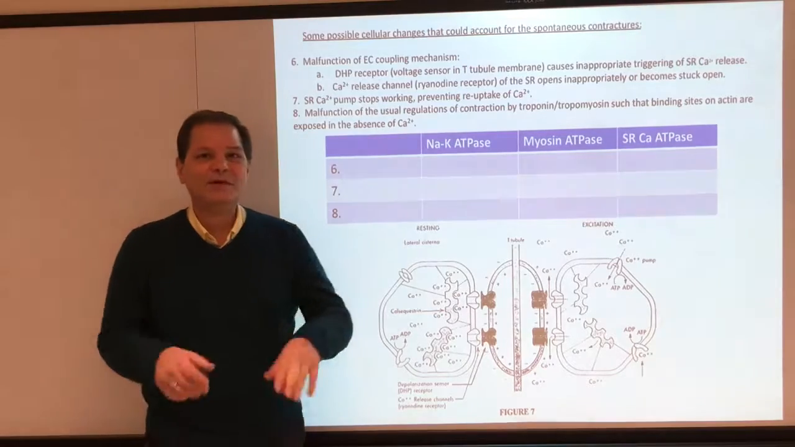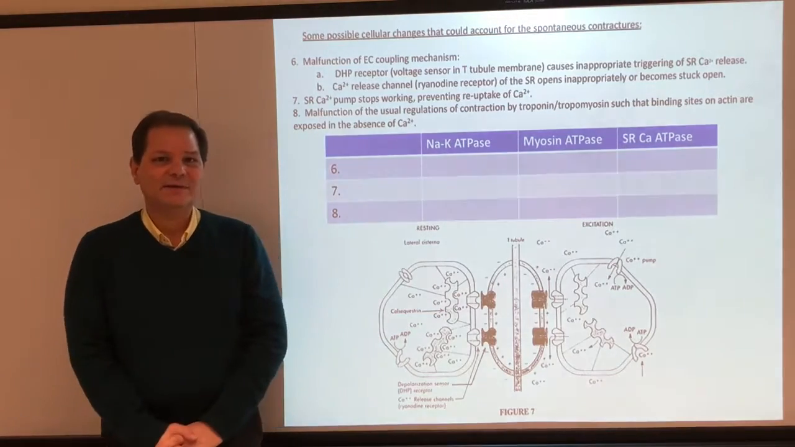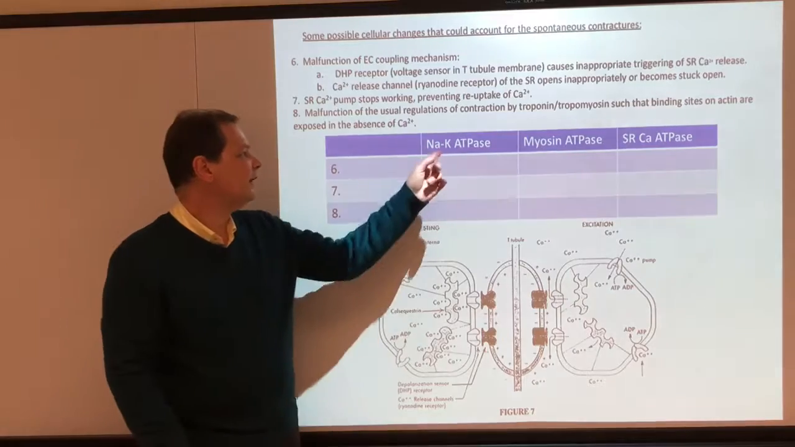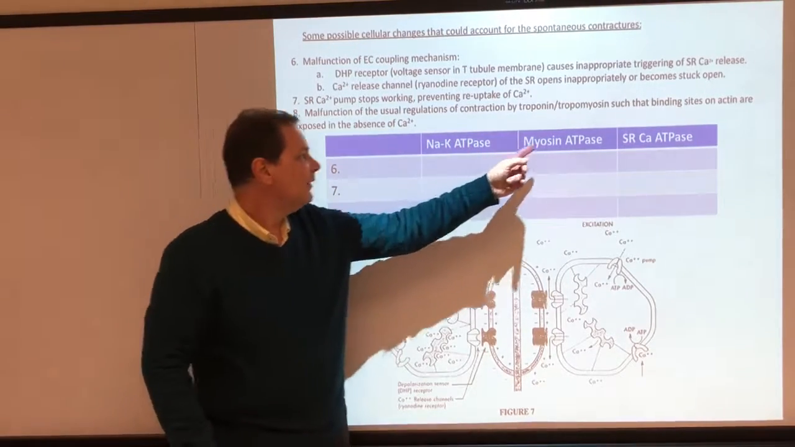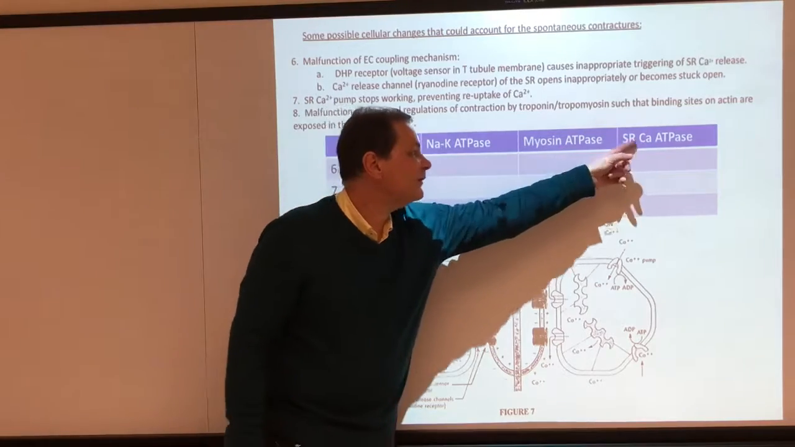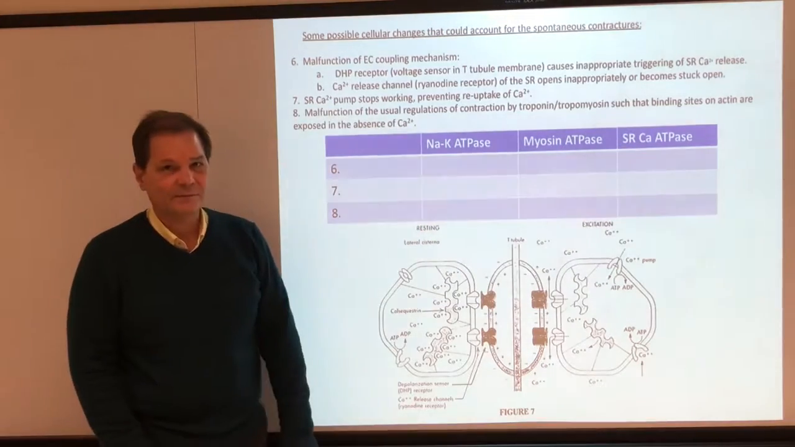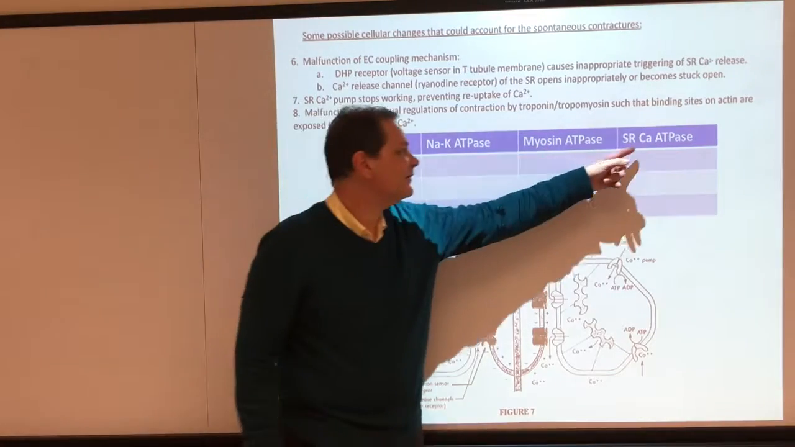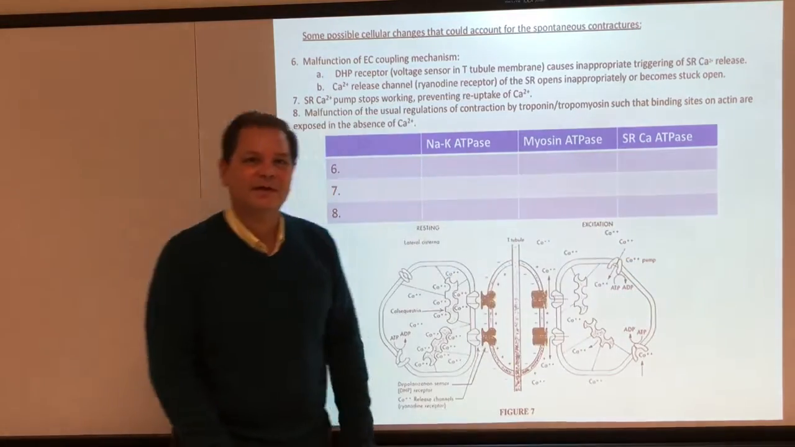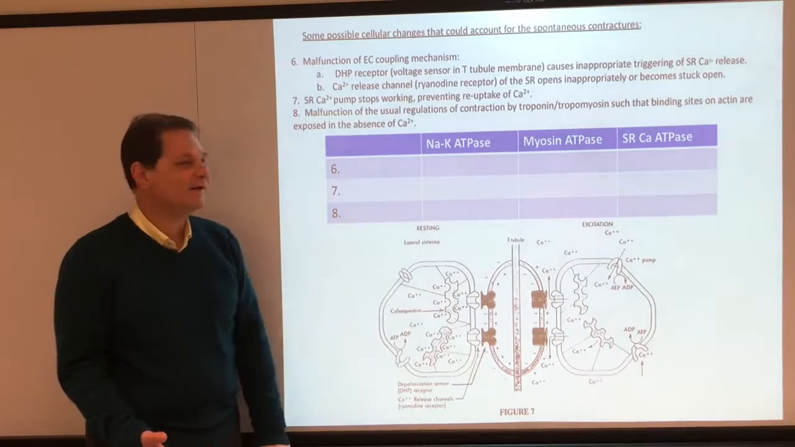Now we have 3 major eaters of ATP in your skeletal muscle. You have your sodium potassium ATPase, which is pretty much universal in all your cells, your myosin ATPase, and you have your SR calcium ATPase, okay? This, of course, is involved with contraction. This is involved with calcium reuptake into the SR. All of these eat a lot of ATP.